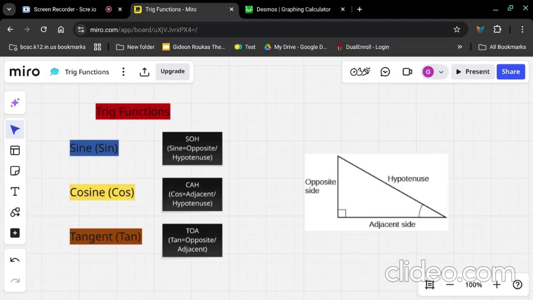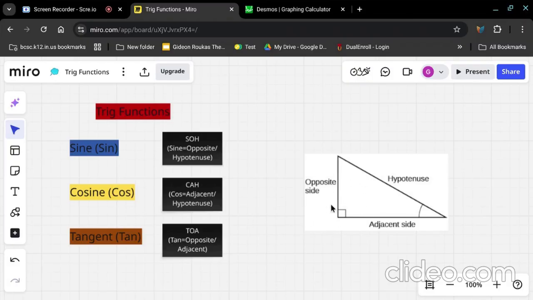Alright, today we'll be going over trig functions. So there are three basic trig functions that you should know: sine, cosine, and tangent. And these are their abbreviations here, and that's what they'll look like on a calculator or if you put them into a function. This is what you'll use most often.